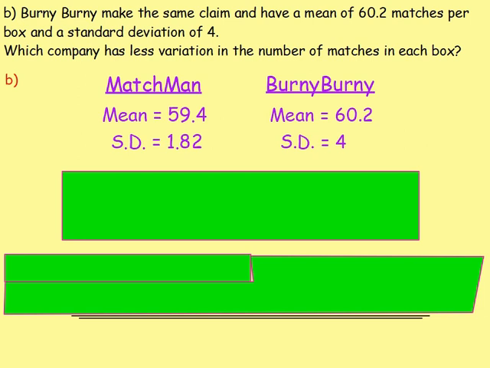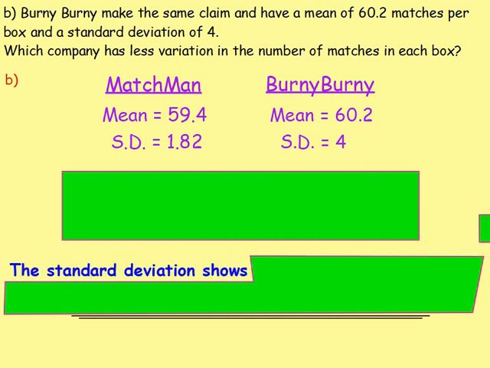We are not asked this time for 2 comments. We do not have to say the mean shows, and we do not have to say the standard deviation shows. We're not looking for 2 different comments. What we're asked for is which company has less variation in the number of matches in each box. So we need to think, is it the mean or is it the standard deviation that shows you the variation? It's the standard deviation. Yes, the standard deviation is a measure of the variation. So for this, we can say that the standard deviation shows.